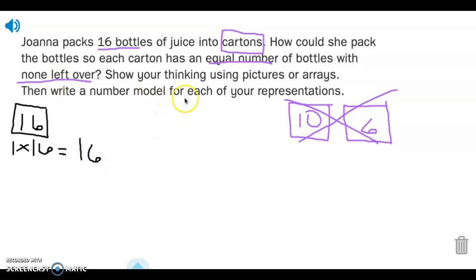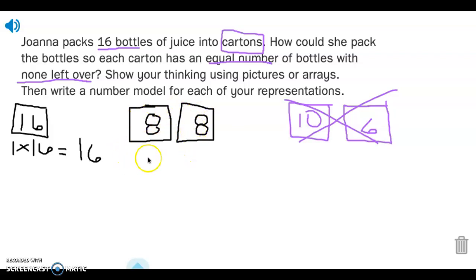You could be doing arrays too, but I'm going to stick with my drawing for now. Well, let's see. Can I do 2 boxes? What's 16 broken up in half? Because they need to be equal numbers. Oh, I know that half of 16 is 8. So 8 plus 8 equals 16. Are 8 and 8 equal to each other? You bet, they're the same number. So I have 1, 2 cartons of 8 bottles. And 2 times 8, double it, that is 16. Because remember, we need to write our number model with it.